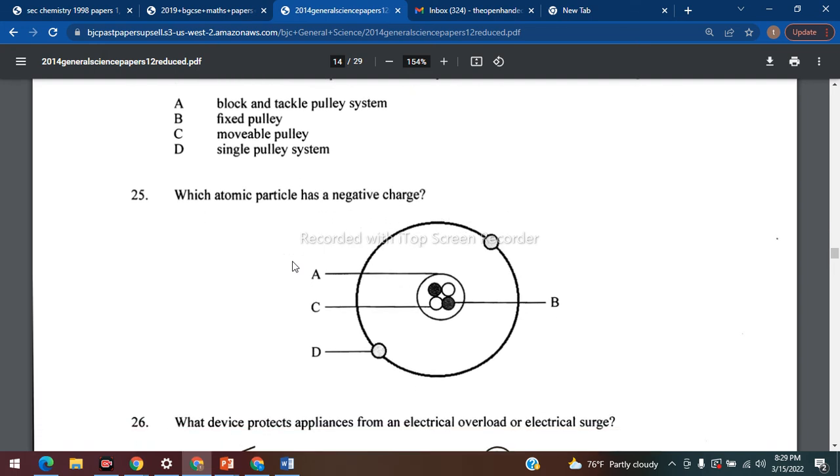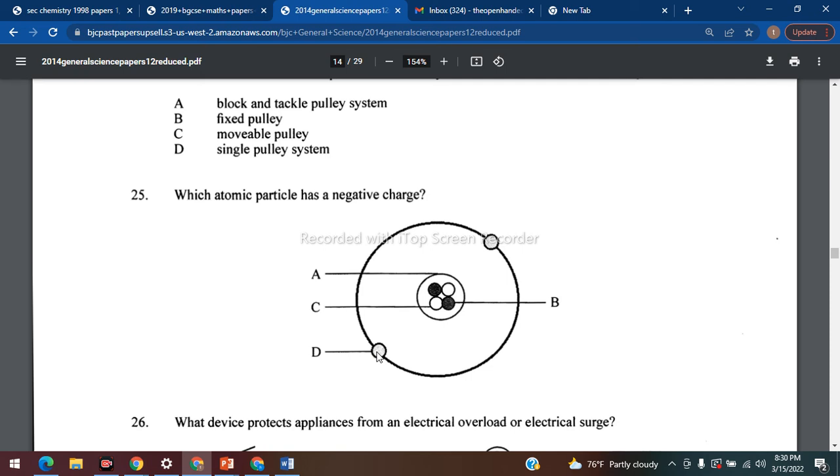Number 25. This will be our last question before we move on to health. Which atomic particle has a negative charge? B. No, C. No, wait, negative charge. D? Negative charge. Oh, D? D. Yeah. D then.